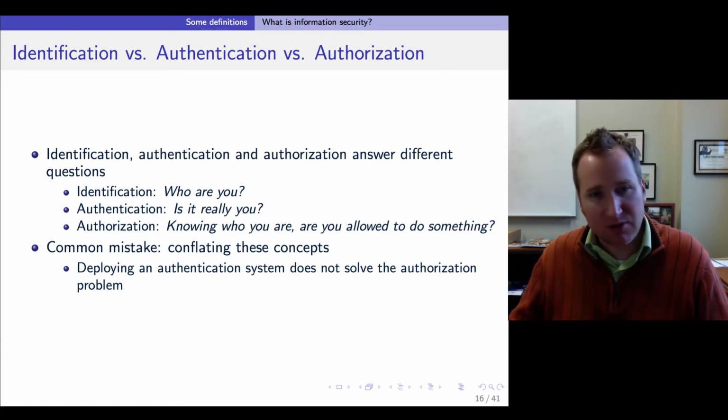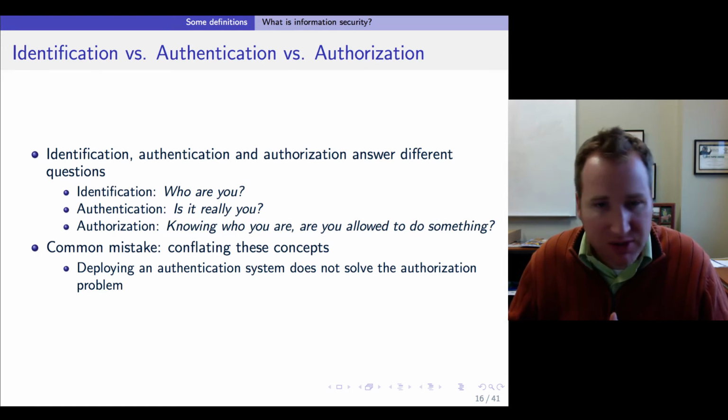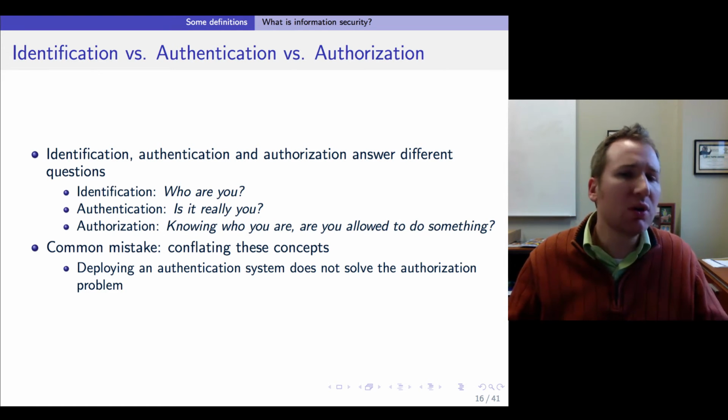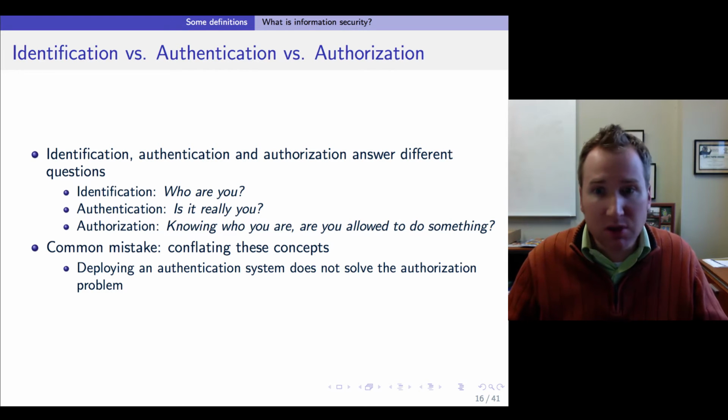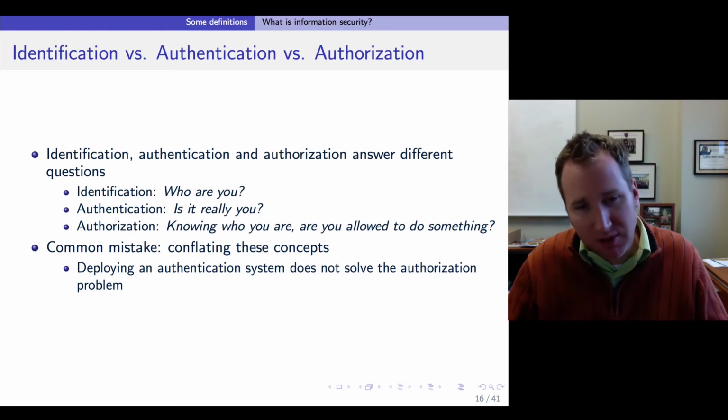Identification answers the question, who are you? Whereas authentication says, is it really you? And authorization says, okay, knowing who you are, and that you are who you say you are, do you have permission to do something? Are you allowed to do this?